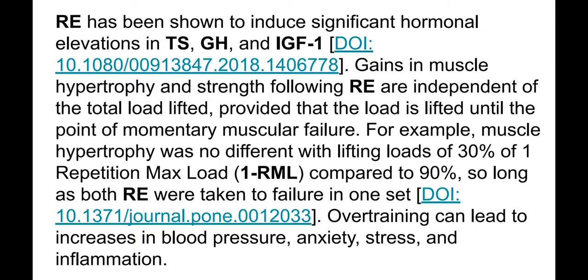Gains in muscle hypertrophy and strength following resistance exercises are independent of the total load lifted, provided that the load is lifted until the point of momentary muscular failure. For example, muscle hypertrophy was no different with lifting loads of 30% of the one repetition maximum load compared with 90%, so long as both resistance exercises were taken to failure in one set. Okay, this is true. We have to go to the failure. Otherwise there is no help. You are wasting time if you are not going to failure.